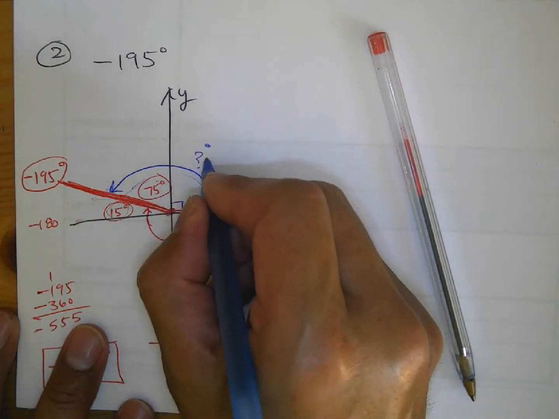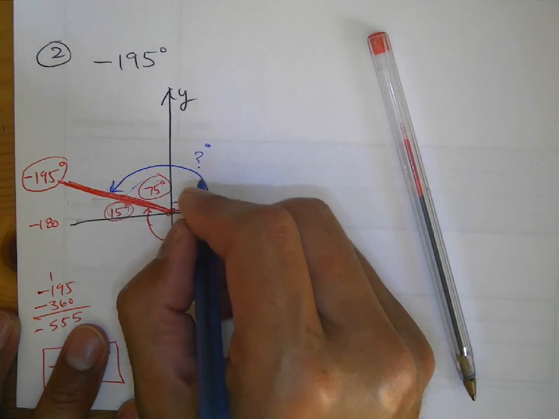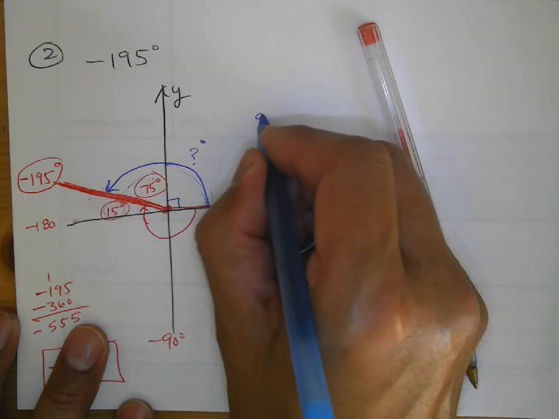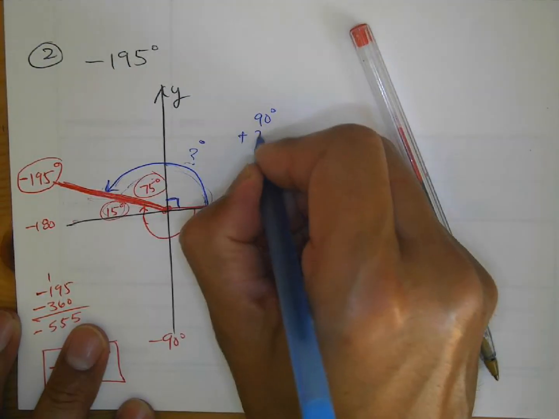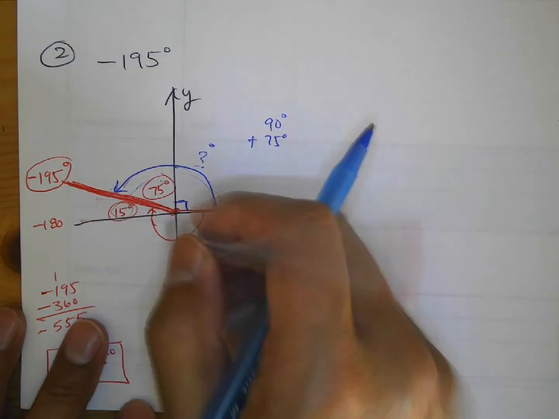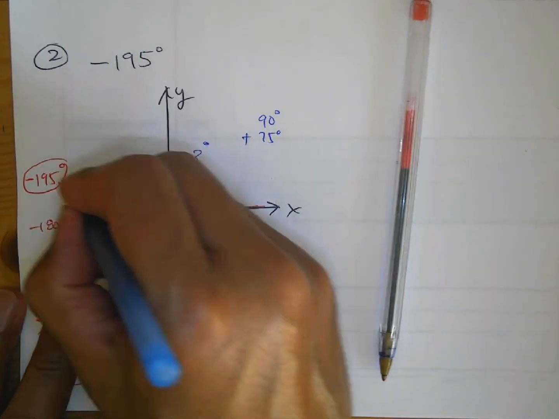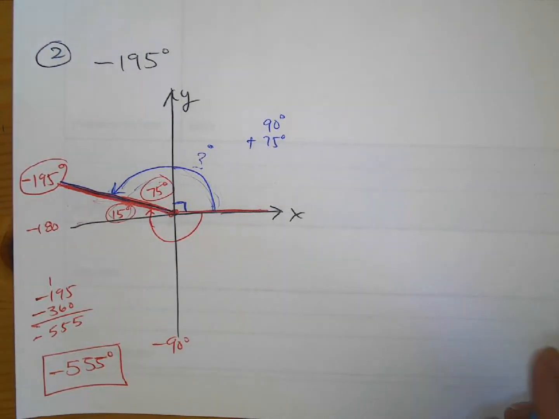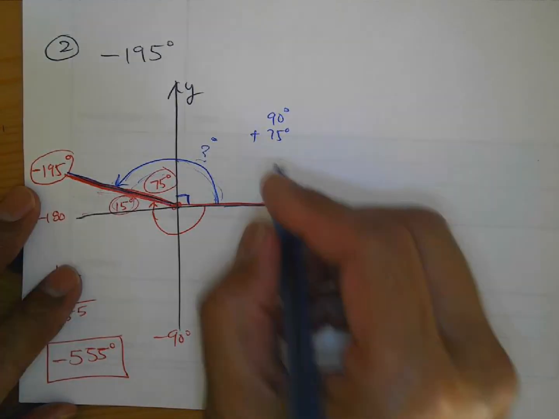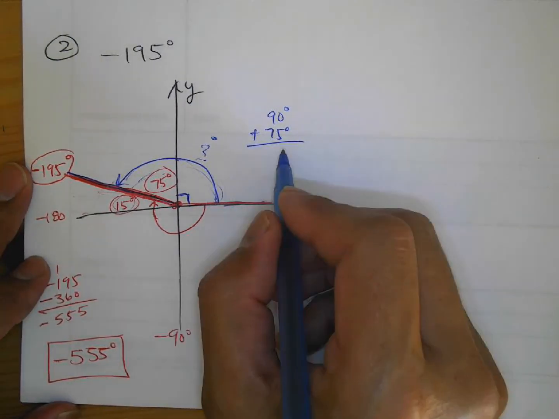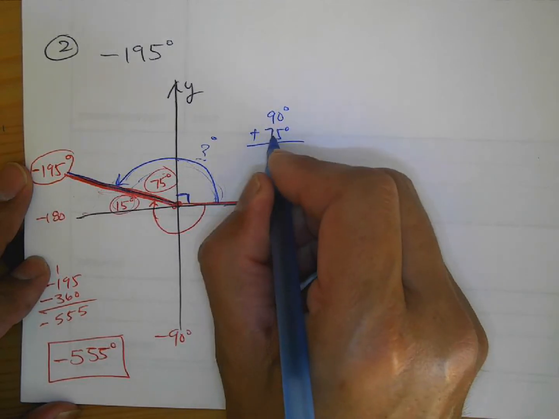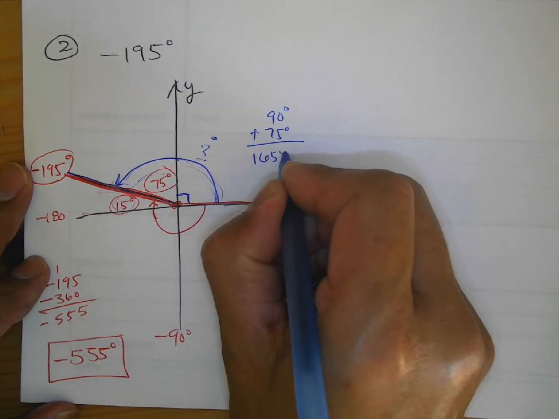So I have to add what? 90 degrees. From here to here is 90 degrees. Plus the 75 will get me right here on the same terminal side for my positive angle. So your positive angle that is coterminal would be 90 plus 75, that's 165.